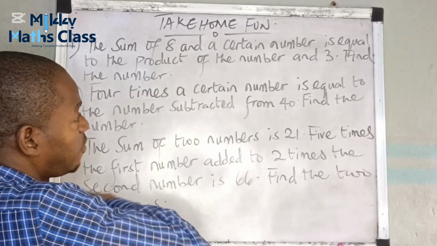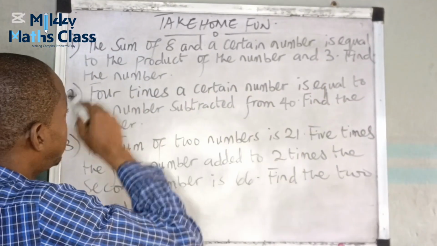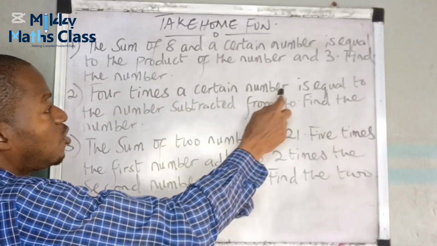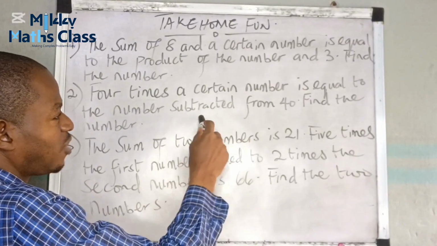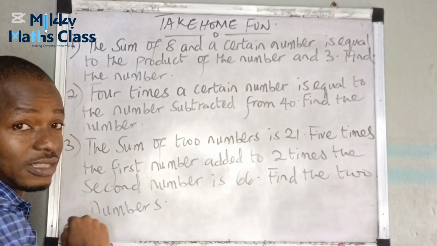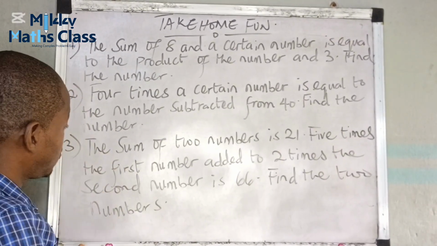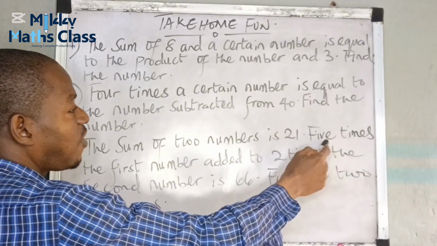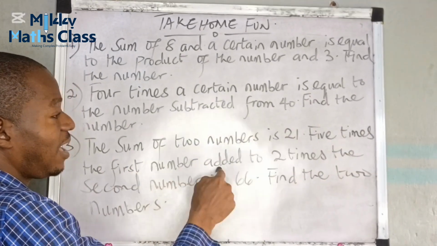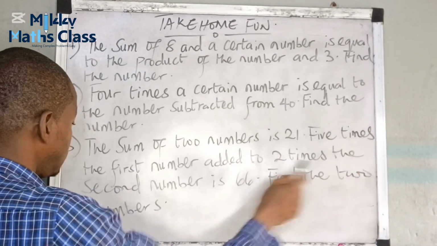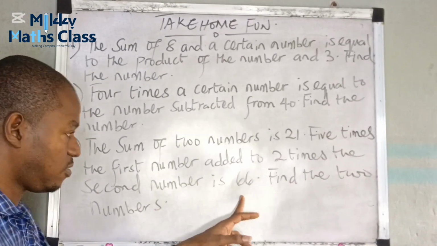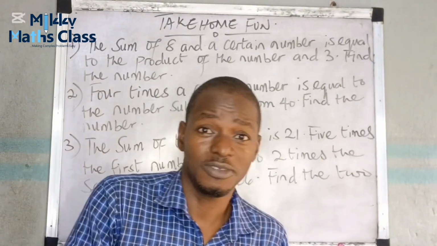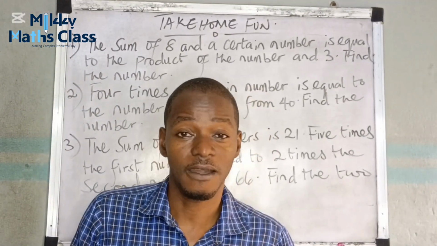The first one says the sum of 8 and a certain number is equal to the product of the number and 3. Find the number. The second one says 4 times a certain number is equal to the number subtracted from 40. Find the number. And the last but not the least says the sum of two numbers is 21. 5 times the first number added to 2 times the second number is 66. Find the two numbers.